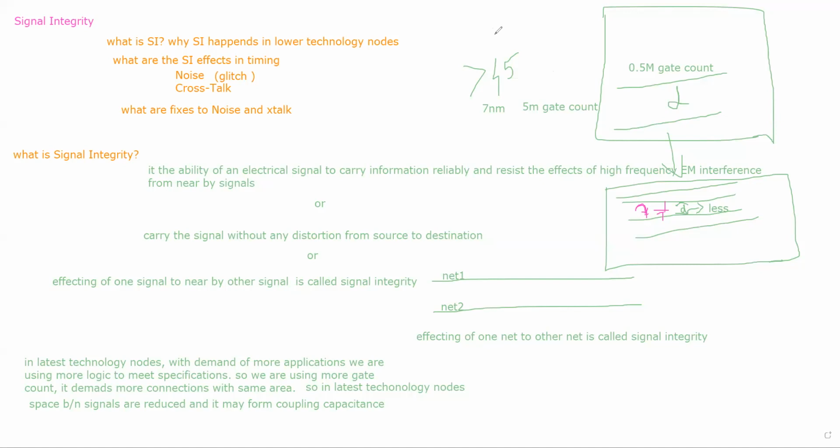What is noise? Now we understood what is signal integrity. Because of signal integrity, what is the impact on your timing paths? The impacts are noise and crosstalk. Guys, noise and crosstalk are the types of signal integrity. These two are the impacts of SI analysis on timing paths. So we have two impacts majorly. One is noise, or simply we can say glitch. Noise or glitch, both are the same.